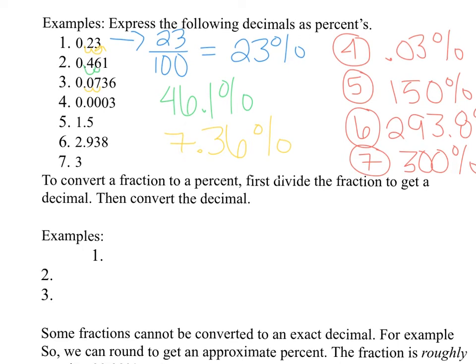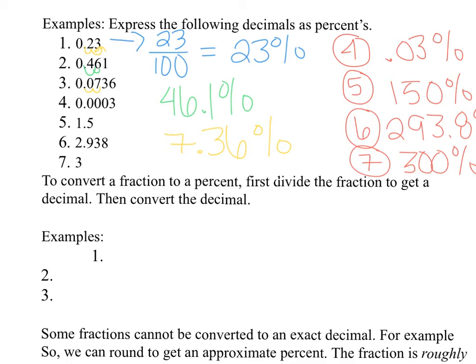To convert a fraction to a percent, you divide the fraction to get a decimal and then convert the decimal. Here I have some examples. Number 1 is 1/4. You can divide it. In your calculator, you can do 1 divided by 4, and you should get 0.25, and then move your decimal point 2 places to the right, and that gives you your 25%.